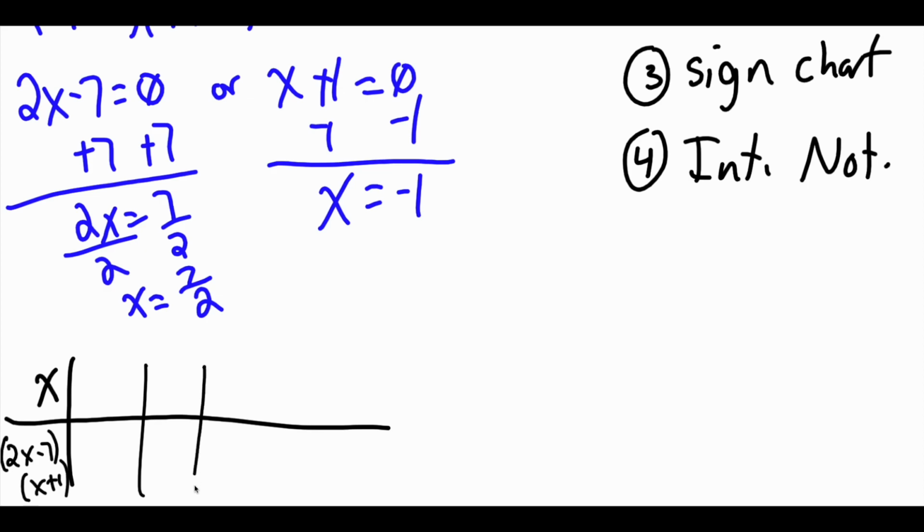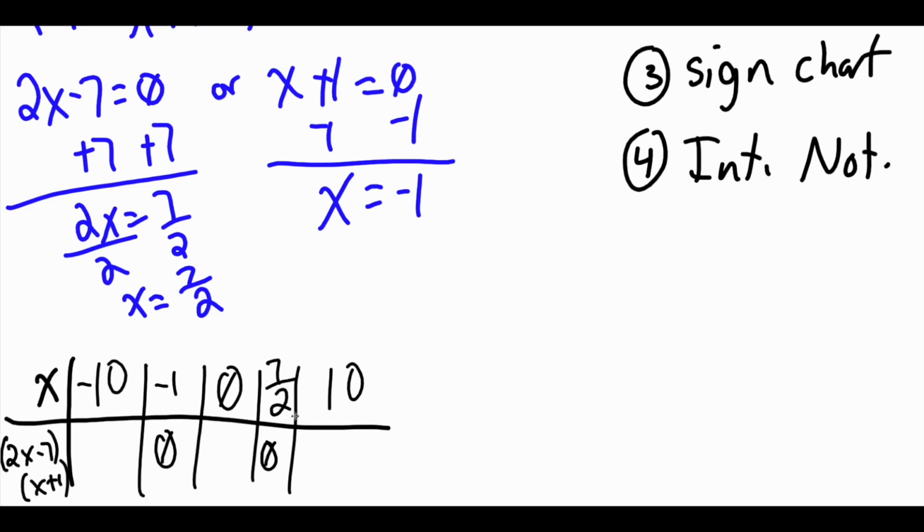All right, so I have a negative 1. I got 7 over 2. Need a number less than negative 1. Pick any number you want, doesn't matter. A number between negative 1 and 7 over 2, I'm going to use 0. And a number bigger than 7 over 2, pick any number you want. We know that these are both zeros, so I'm going to fill in some zeros there.